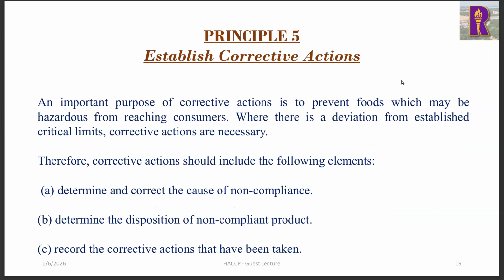So next comes your final action, which is the corrective measure. We have identified the hazard, and there is a mistake over there, so we have to correct it. This correction method has three important elements. First, you have to determine and correct the cause of non-compliance.